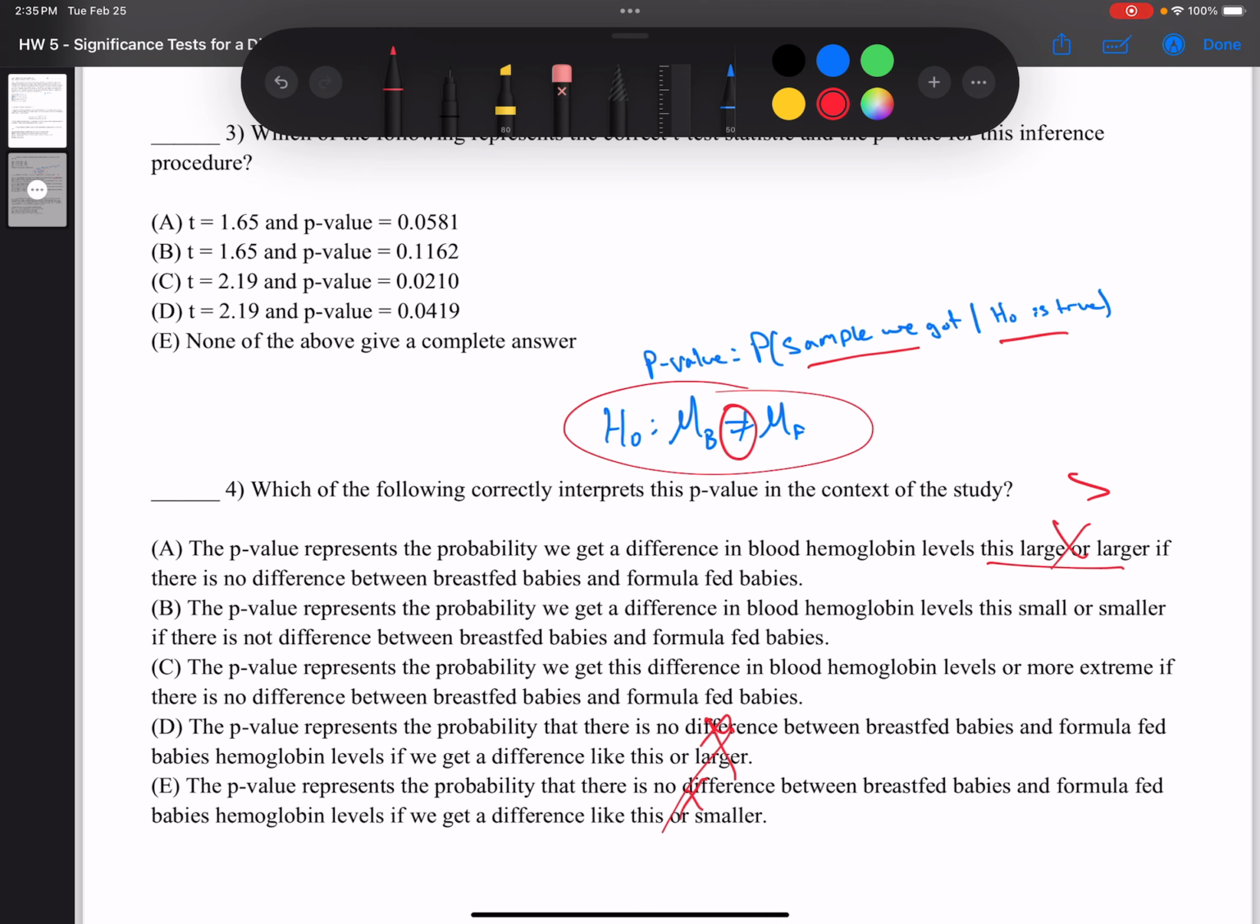This small or smaller for choice B, that's talking about a less than. So that's out of the question. Okay, so C is the only one left, but let's read through it real quick. So the p-value represents the probability that we get this difference in blood hemoglobin levels or more extreme. We don't know the direction that we're moving in because it's a not equal to. Okay, so our answer to this one is C. Okay, you've got to read the choices really carefully.